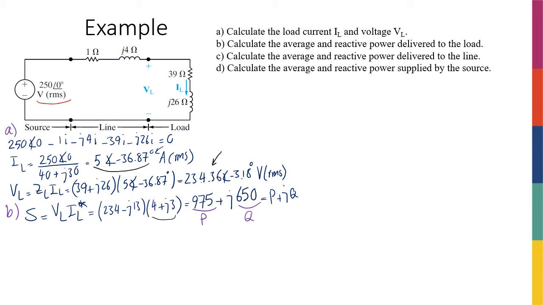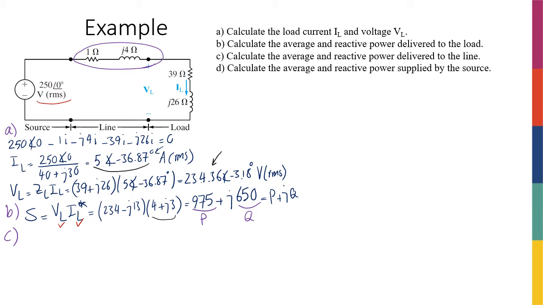Now part C is asking us to calculate the average and reactive power delivered to the line. So meaning that, well, since this section is called line, it means the same thing for this impedance. There's a difference here that for the part B, I had VL and I had IL, right? So I could actually go ahead and calculate S, right? But now for this one, I don't have VL yet.